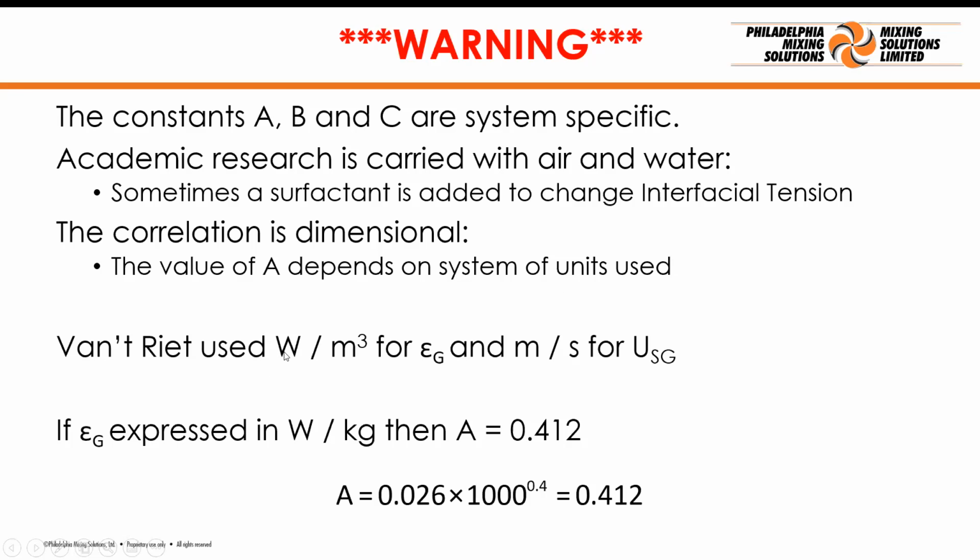So Van Riet used watts per cubic meter for the power per unit volume and meters per second for the superficial gas velocity. But if you express the power per unit mass as watts per kilogram, the density of the liquid is taken into account. So the constant becomes 0.412. So it's 0.016 times 1,000 to the 0.4. So these correlations are dimensional. Correlations in the literature are very academic. Air and water, these constants change in real systems.